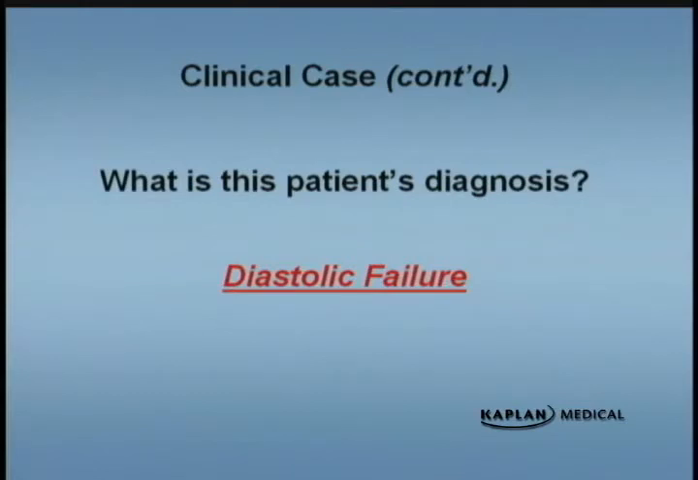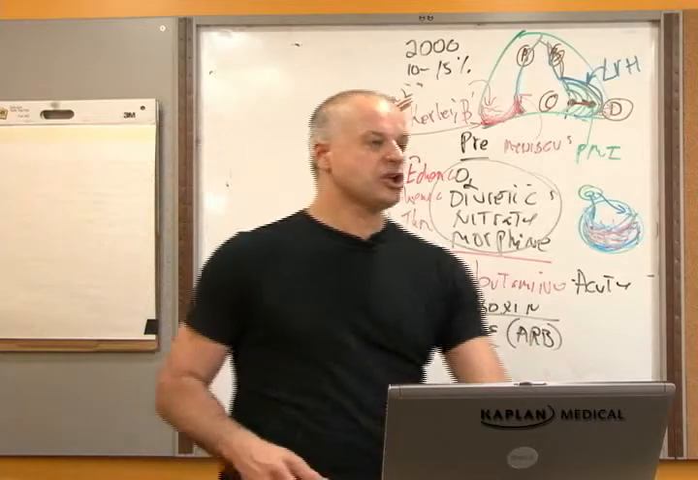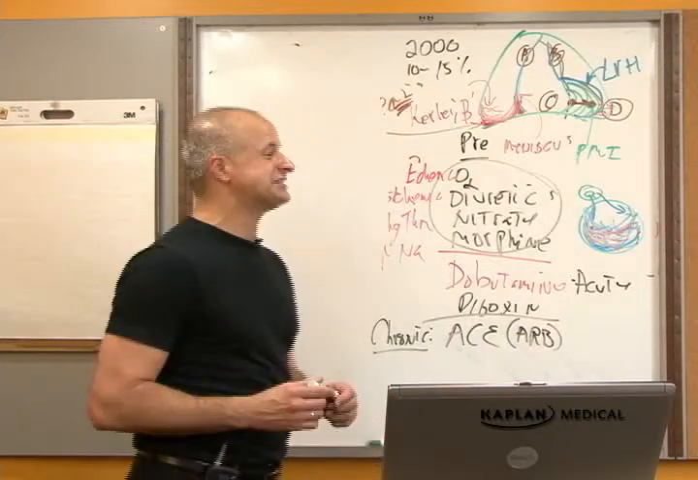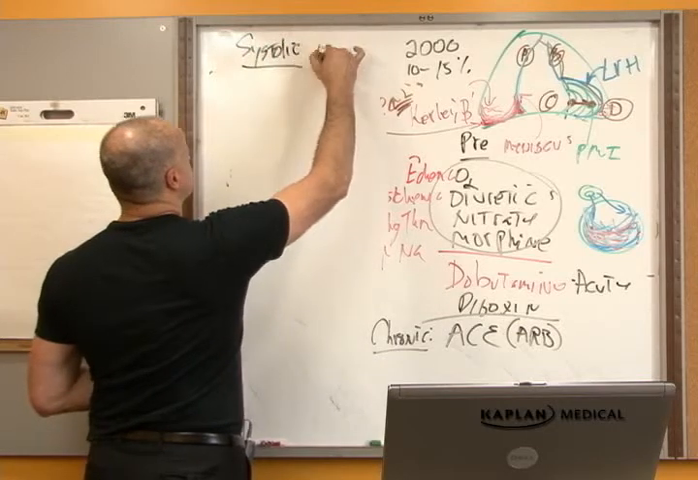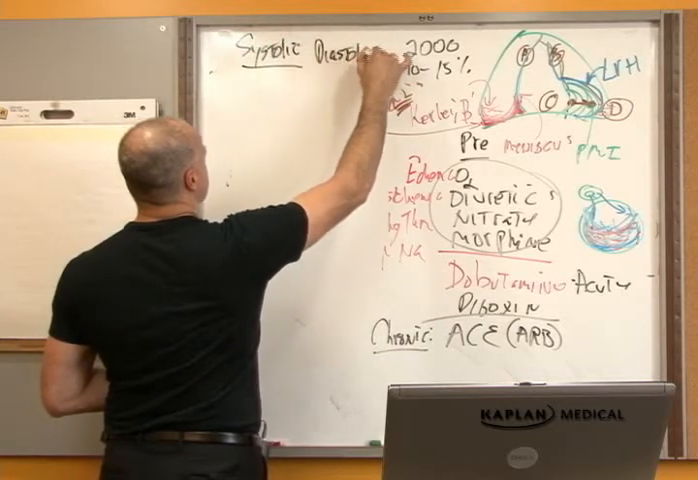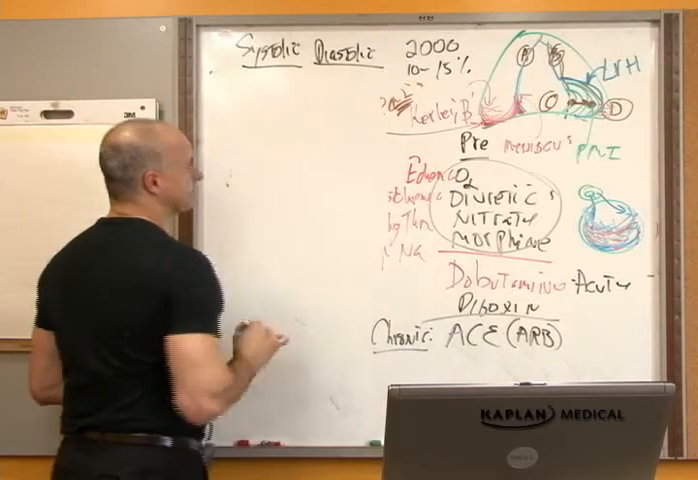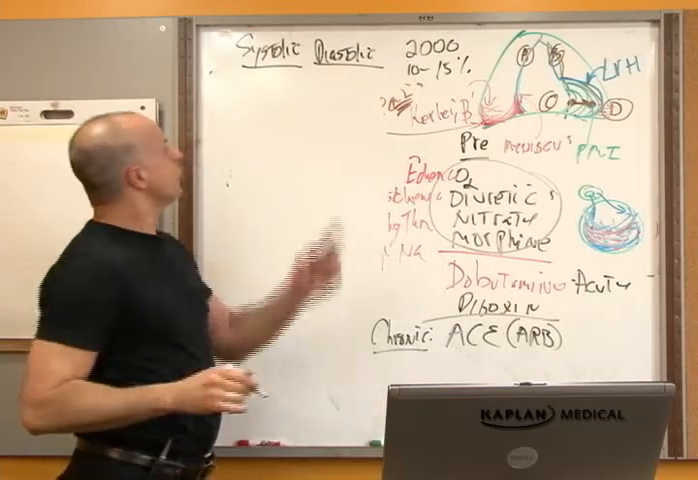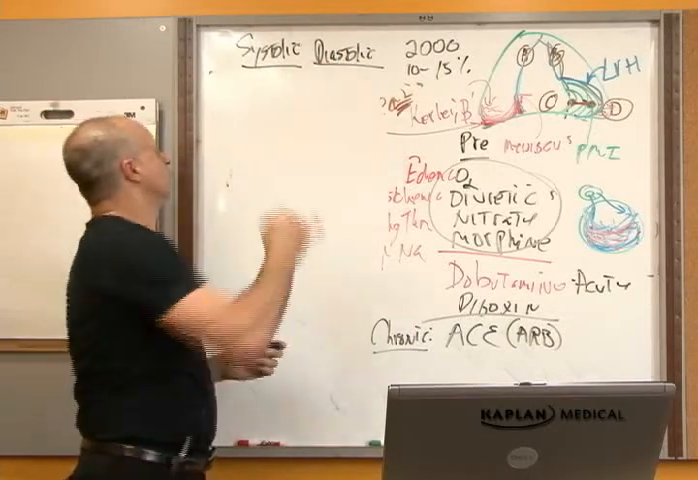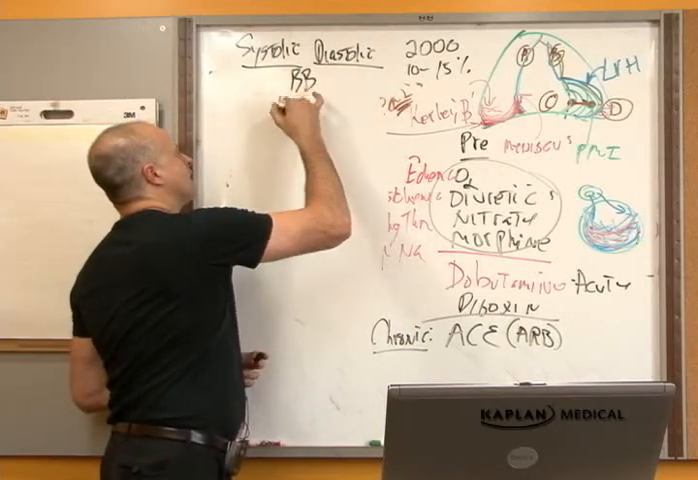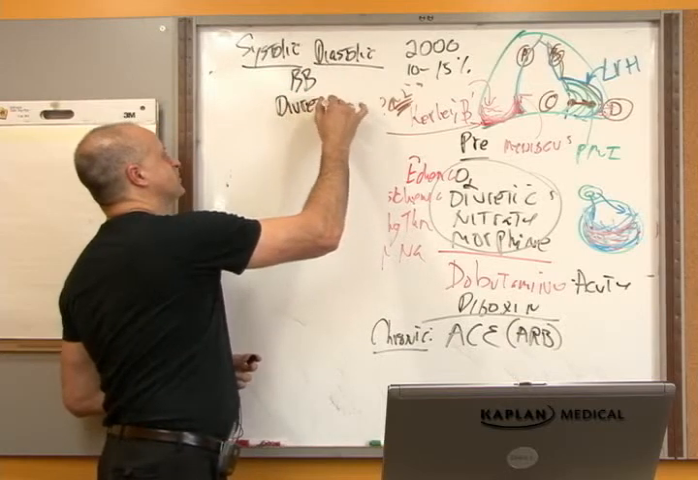Now, what is the only way to tell the difference between systolic and diastolic failure? The only way is to do an echocardiography. The echo tells the difference. Which of these two gets a beta blocker? They both do. They both get a beta blocker and they both get diuretics.